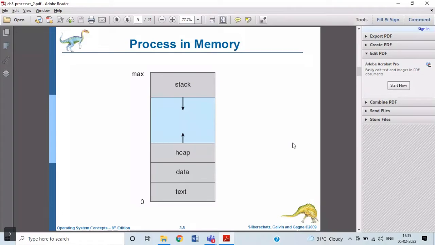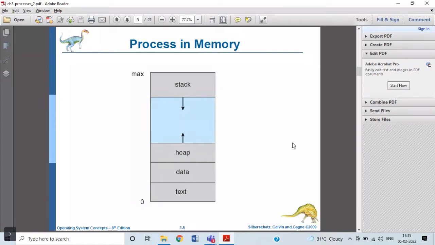Students, are you following? Yes, ma'am. So you have to know the difference between a stack and the heap memory. These are all very basics of the operating system.